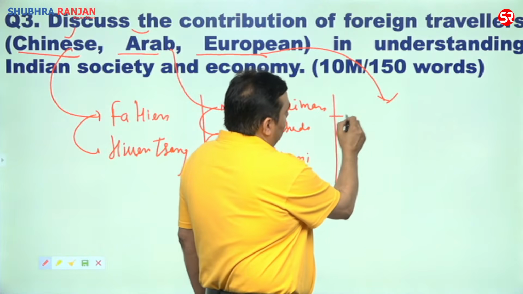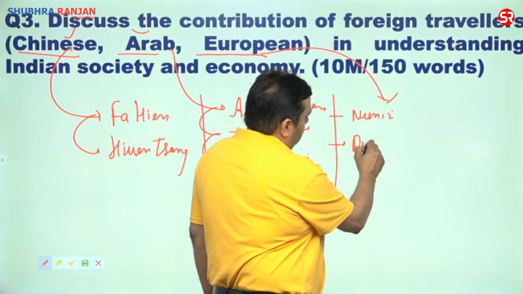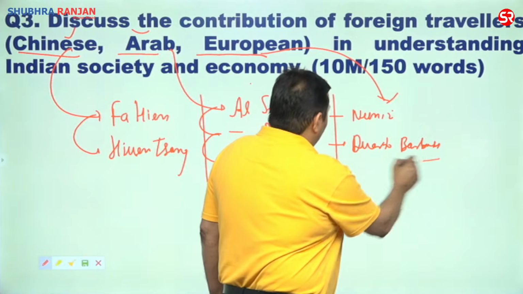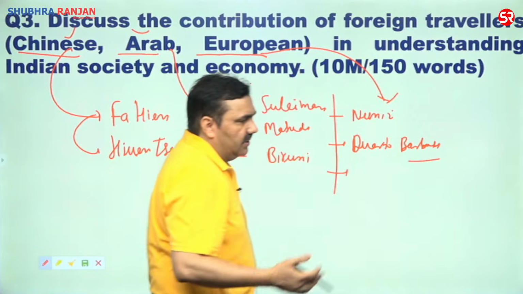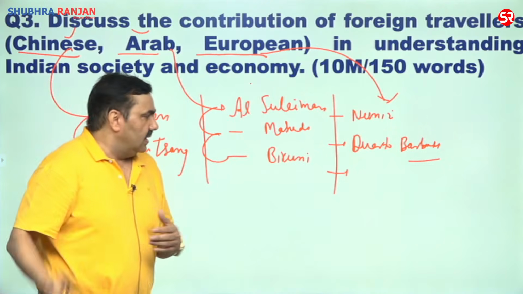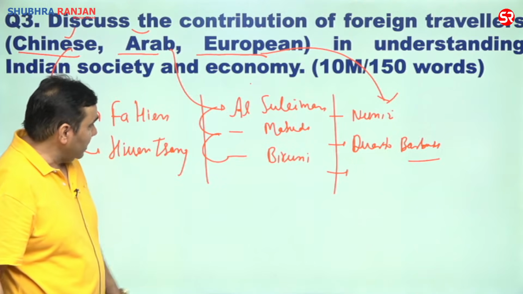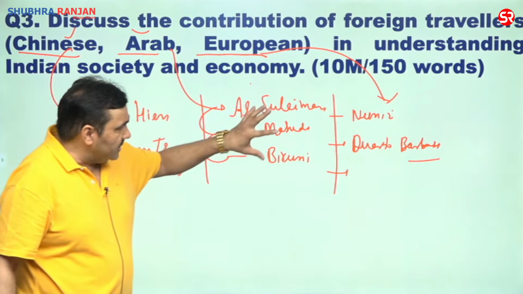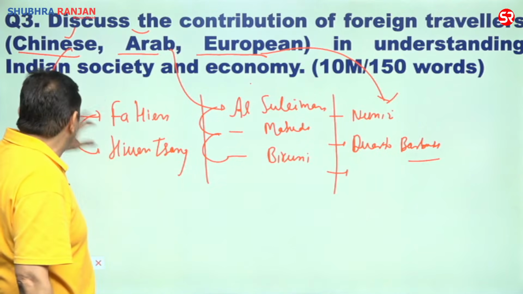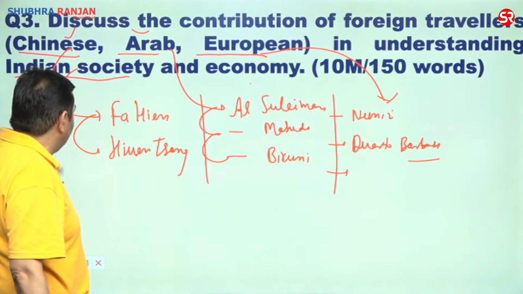Europeans, you can say Nunes, Duarte Barbosa, Tavernier, Bernier. There are many foreign travelers or European travelers who came to India starting around the 12th, 13th centuries. All of these travelers left behind detailed references about India. All of them were impressed by Indian society, Indian values and culture. You have to pick a few points to understand society.